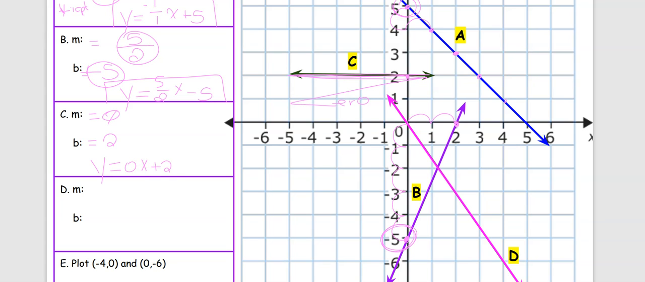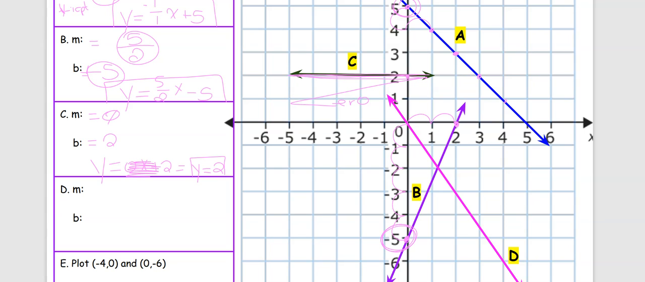Well, what is 0 times anything? 0. So really this ends up canceling out, and my equation just becomes y equals 2. This is a better form of it right there. 0 times x means I have no x's, so y just equals 2.